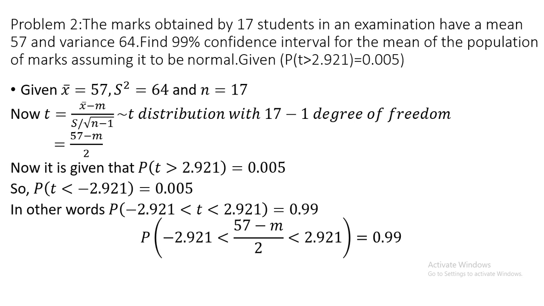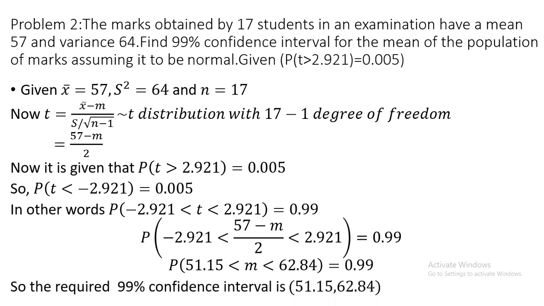So just put in the value of t, as we have computed already, that t equal to (57 minus m) by 2. So this will look like this, and if you calculate the interval for m, it will look like probability of 51.15 less than m less than 62.84 equal to 0.99. So the 99% confidence interval will be this.